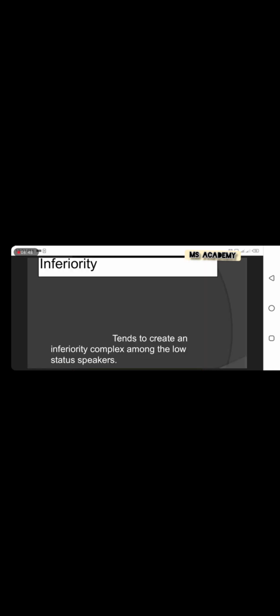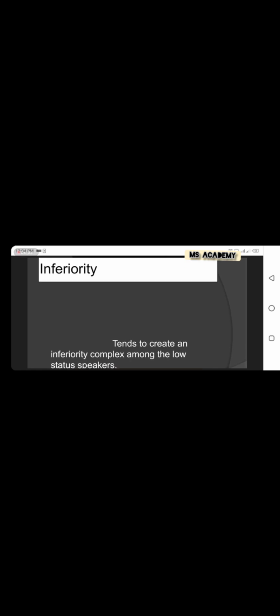The first is elitism, because when we make one variety of language a standard as compared to others, then those speakers who do not use or speak the standard language feel themselves inferior. Second one is inferiority. It tends to create an inferiority complex among low status speakers. We have already discussed this point. It means those speakers who do not use or speak the standard language feel themselves inferior.